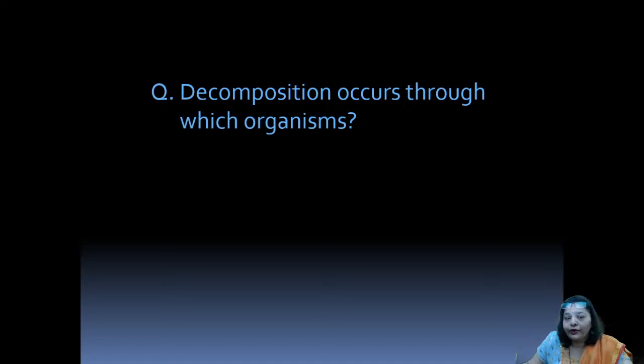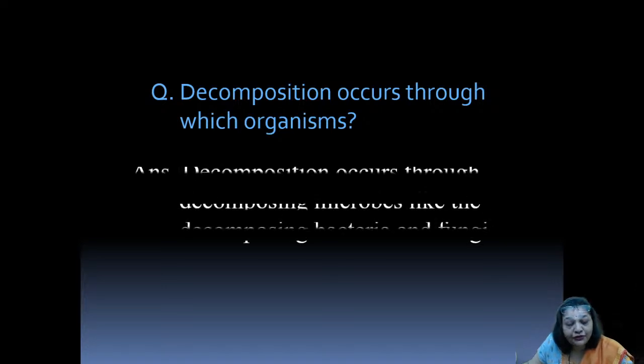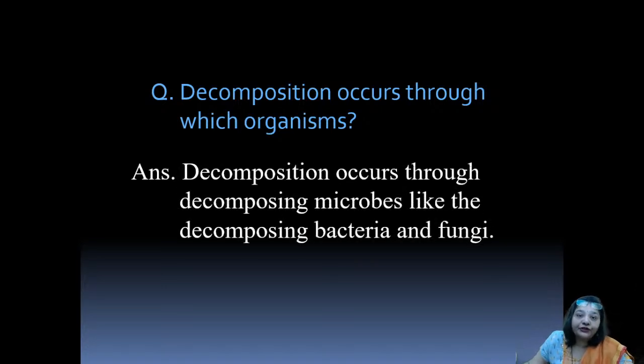Let me ask you one more question. The decomposition occurs through which organisms? In a biogas plant, decomposition of organic matter occurs. You all know this now, and you are learning it from lower classes also. But this decomposition process occurs through which organisms, students? Actually, decomposition occurs through decomposing microbes, microorganisms, like decomposing bacteria and fungi. We call the bacteria and the fungi decomposers, right?